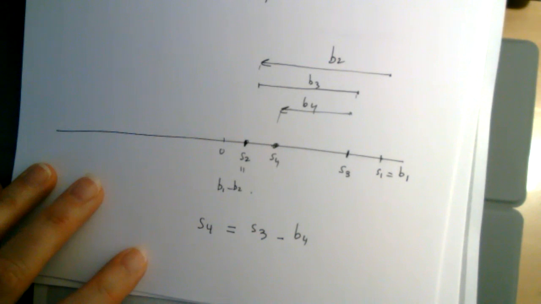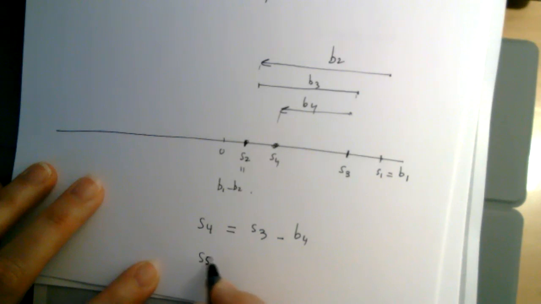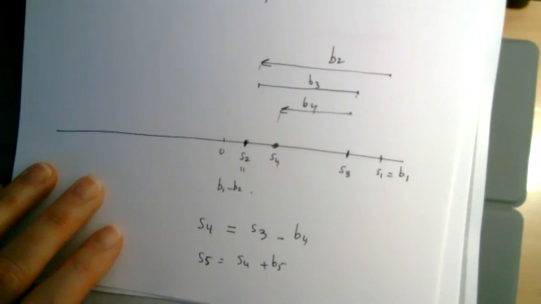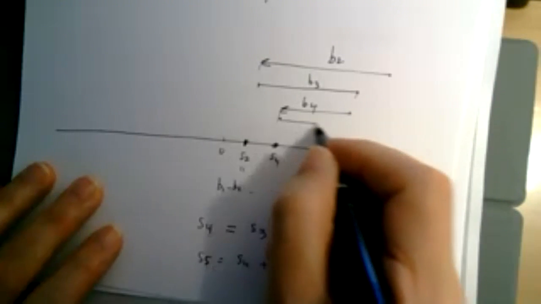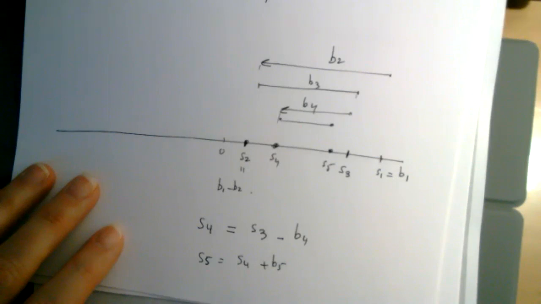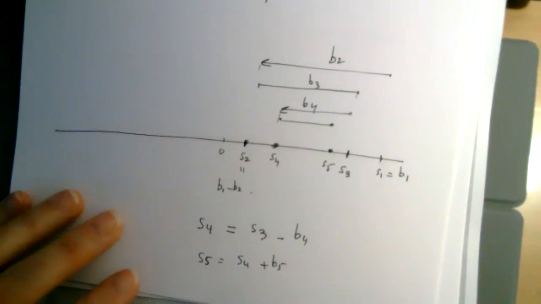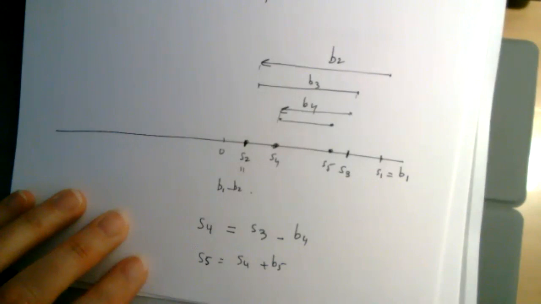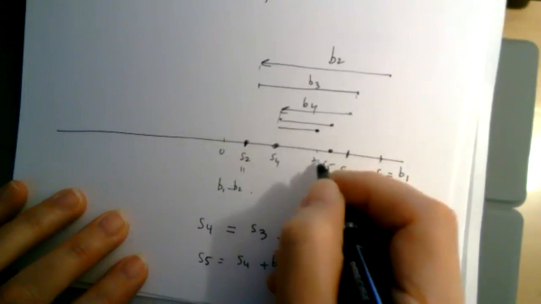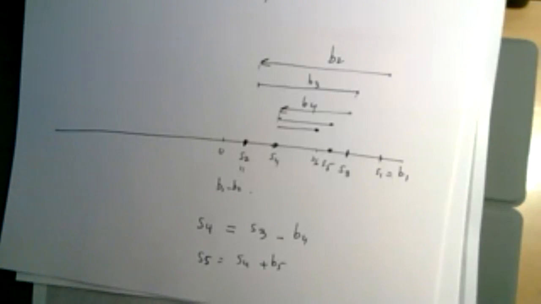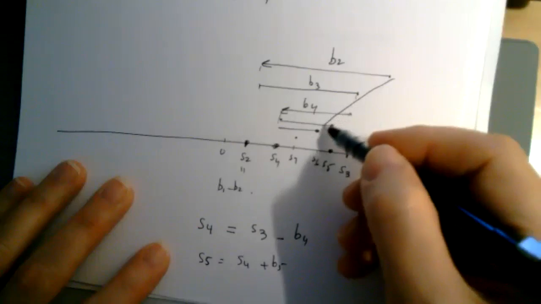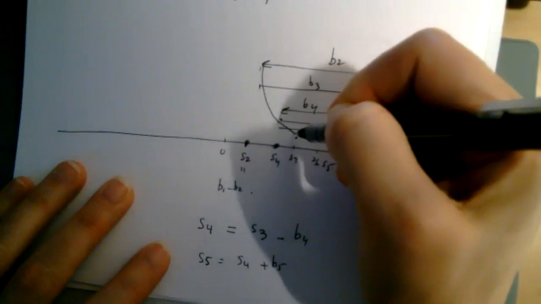What is S5? S5 is S4, you're adding B5 to it. S5 is going to be right there. So what's happening to those sums? Are they blowing up or are they getting close to each other? S6 is we're going to add a little bit. S6 is going to be here. S7 is going to be here. But those Bn are becoming very small. They are going to become close to 0.